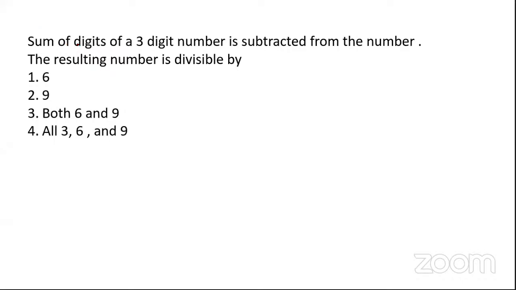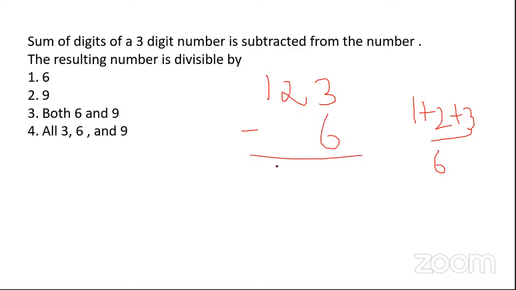So the sum of digits of a 3-digit number is subtracted from the number. Suppose I take a 3-digit number 123. The sum of digits is 1 plus 2 plus 3, which is 6. This is subtracted from the 3-digit number, so I will get 117.